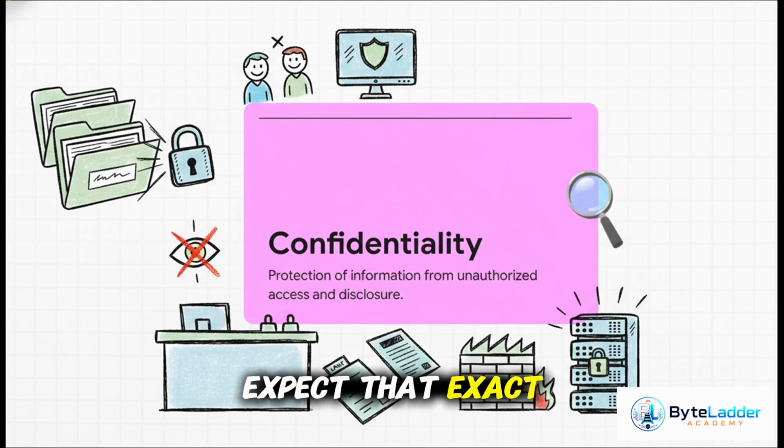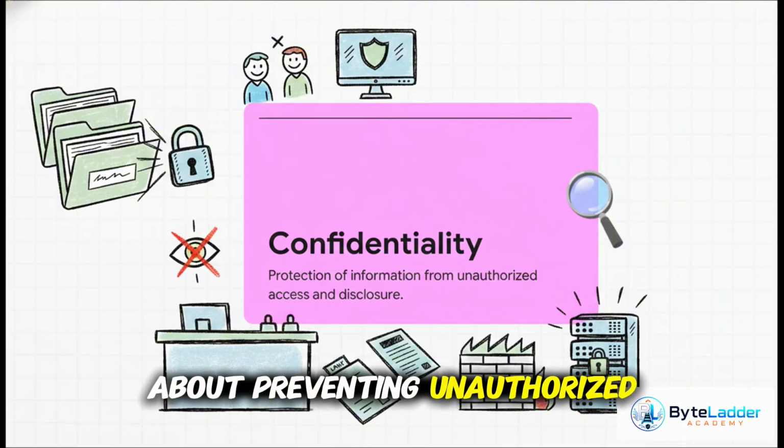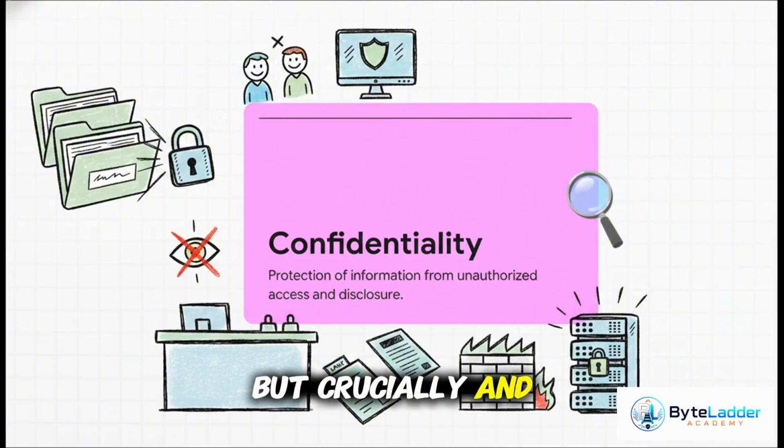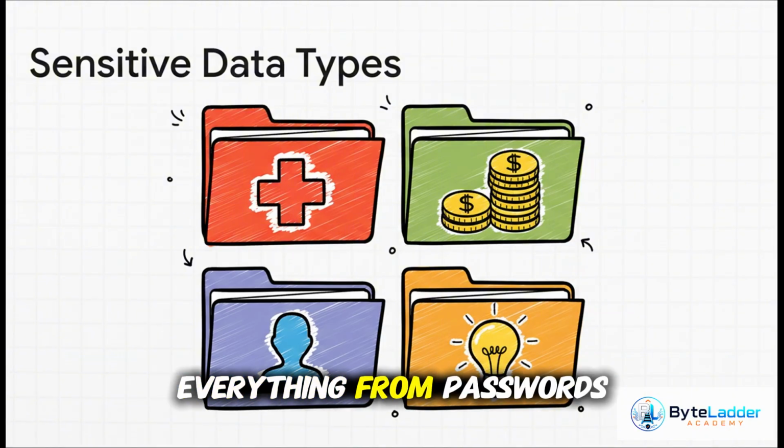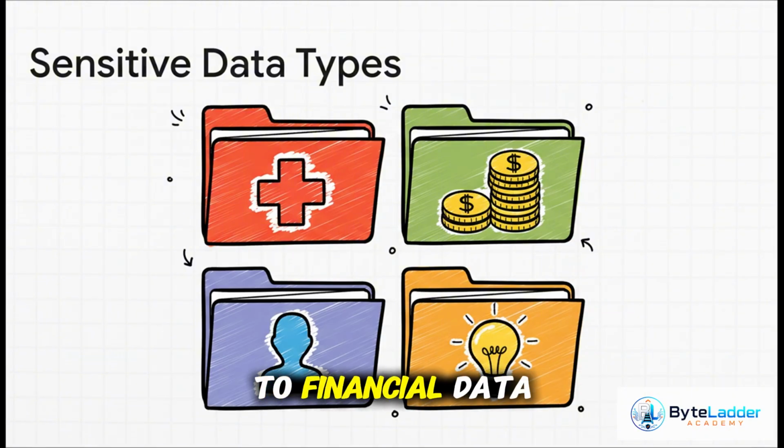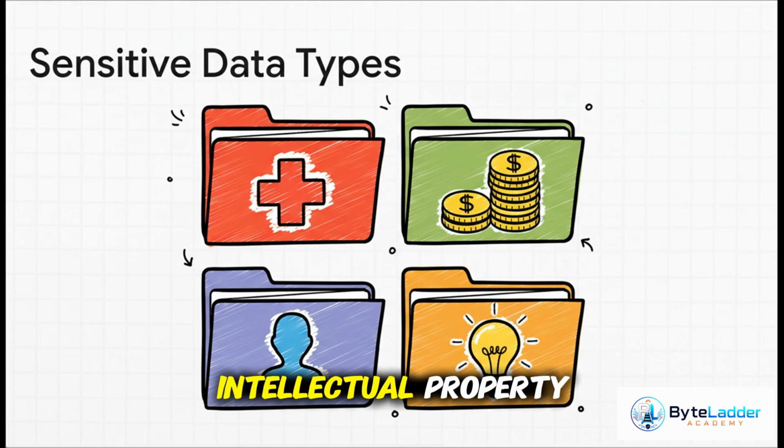Well, we expect that exact same level of secrecy on our computer networks. It's all about preventing unauthorized access, but crucially, and this is key, still allowing approved users to actually access the data they need to do their jobs. So what exactly are we protecting here? Well, sensitive data includes everything from passwords and medical records to financial data, business plans, and intellectual property.